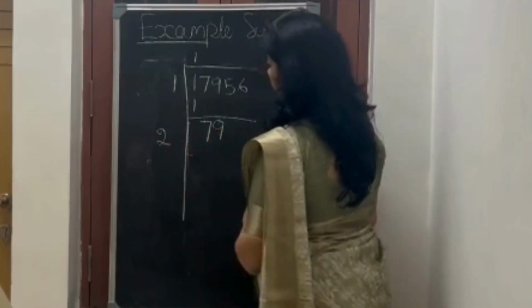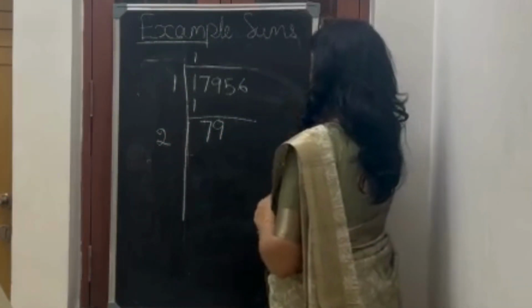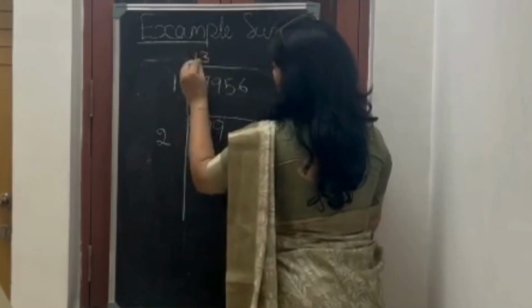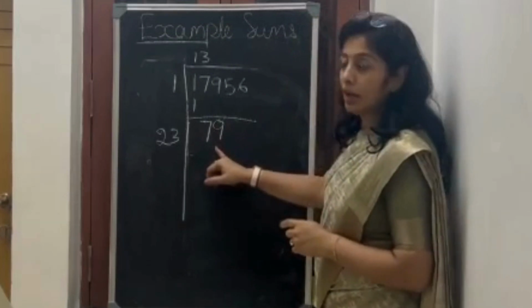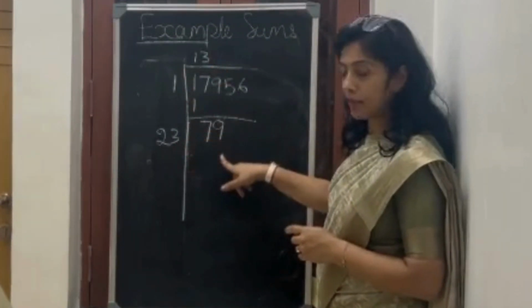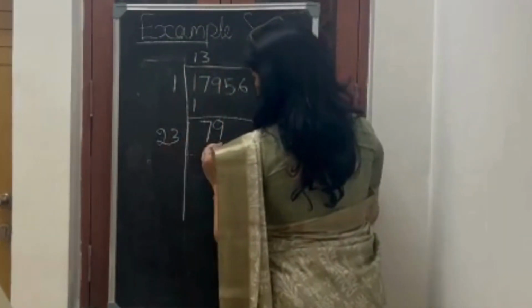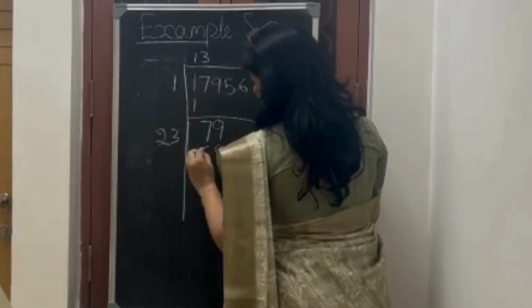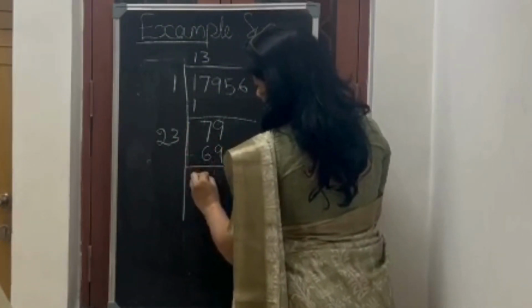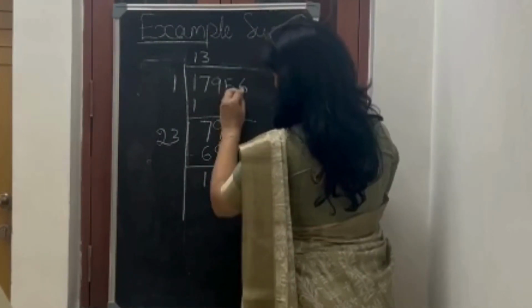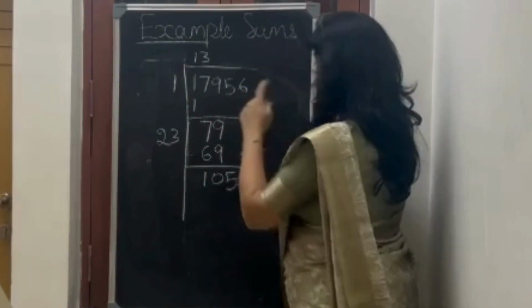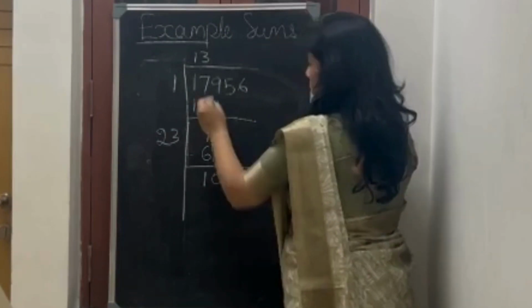Now, what will I multiply this with? Let me take 3. Okay, because this is 9, I took 3. 3 3s are 9. 3 2s are 6. So I got 1, 0. Now I'll take 5 down and 6 down. I am taking 2 digits at a time.